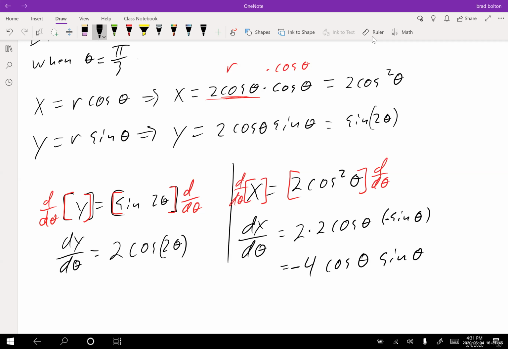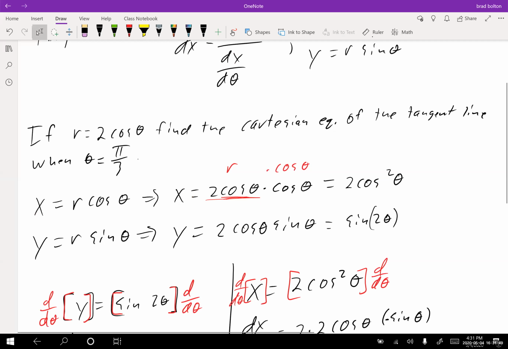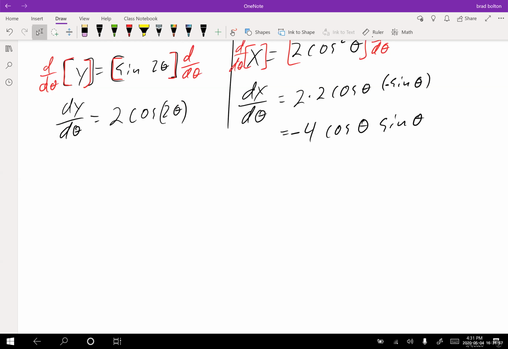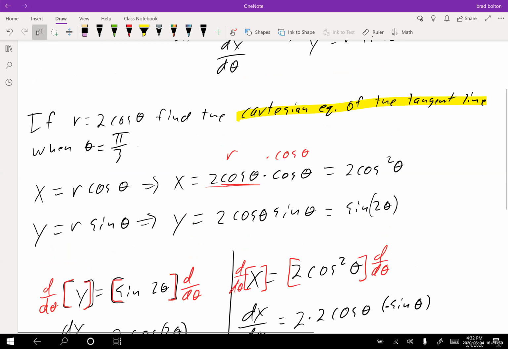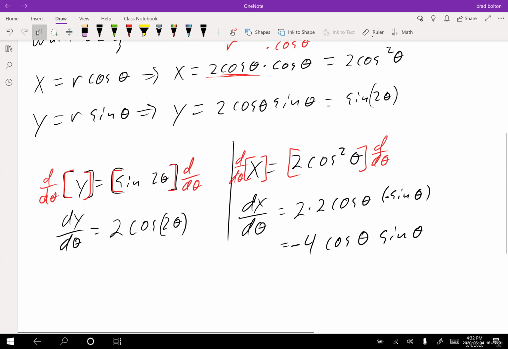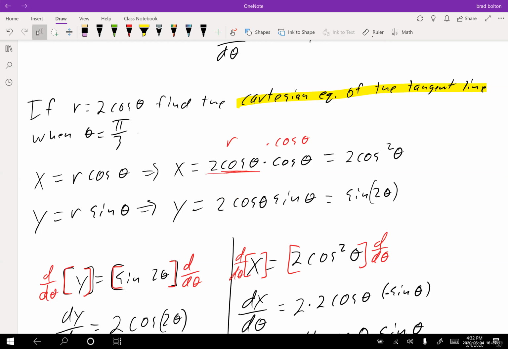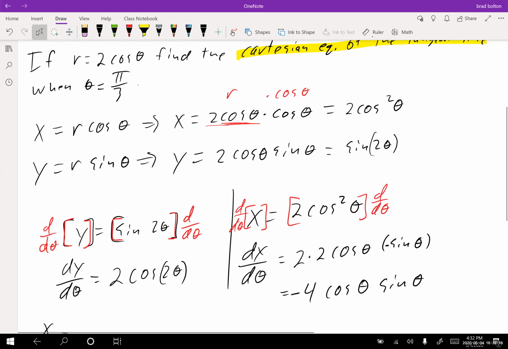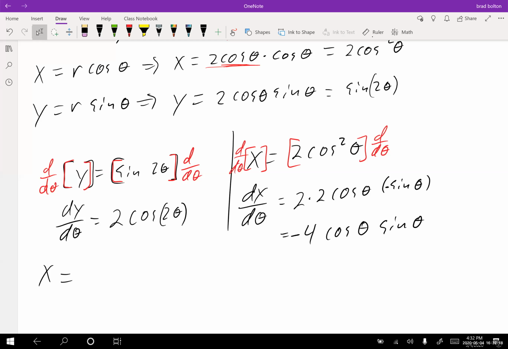So we have our two derivatives. But remember, if you're trying to find the equation of a tangent line, which is what they asked for, right? They said find the Cartesian equation of the tangent line. So that means that we also need to know a point. So what I'm going to do is, they told me theta is equal to pi thirds. So I'm going to come over here and say x equals 2 times the cosine of theta. So we have to find r first.